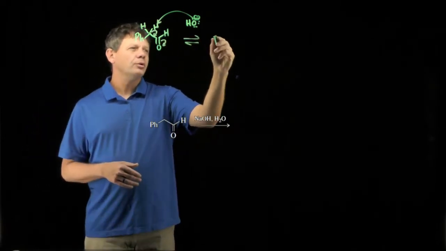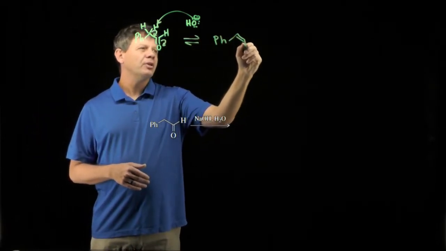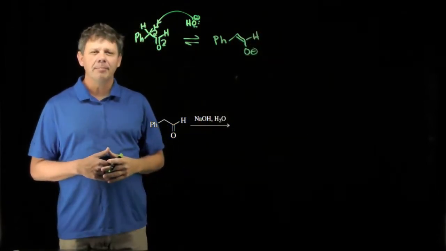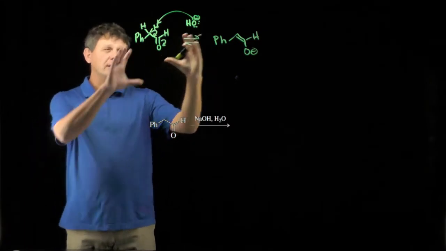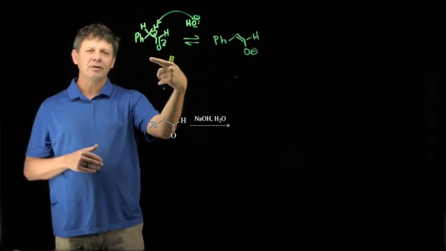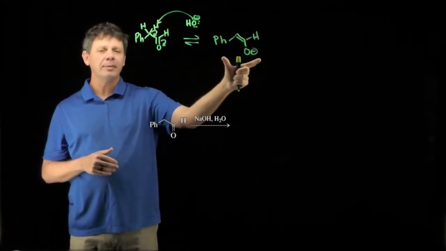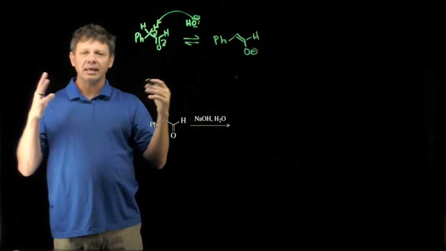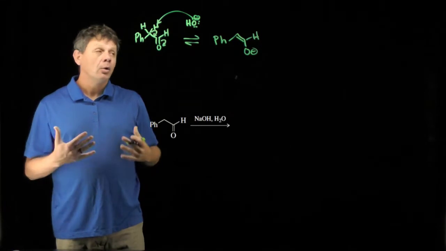Now, in this reaction we'll use the equilibrium arrows and remind ourselves that because hydroxide is not that strong of a base, this equilibrium is going to be favored to the left side. So we will have made some of the enolate, but the majority of the aldehyde will be in the aldehyde form. What does that mean?